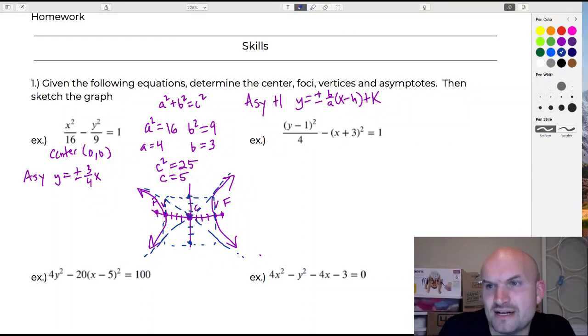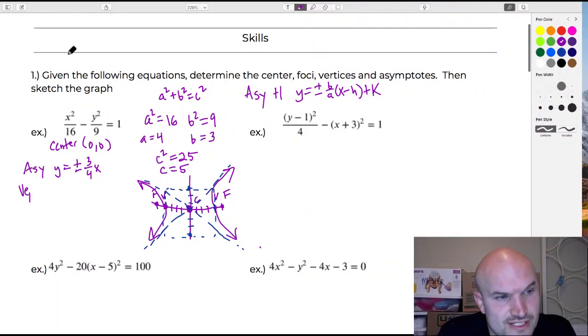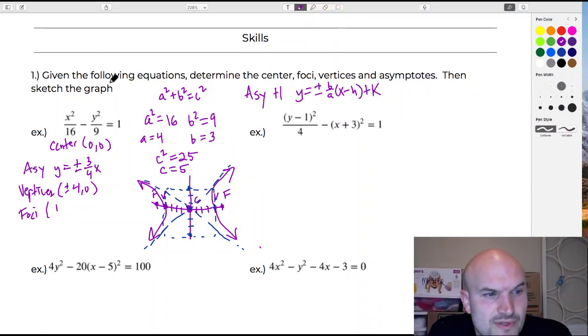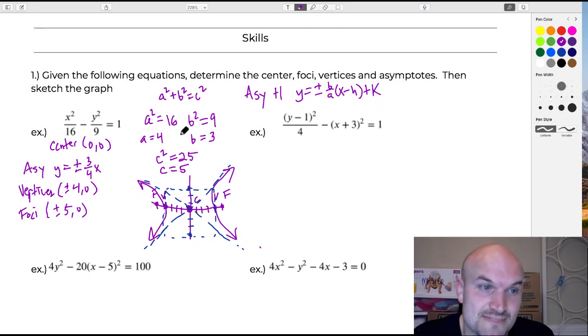All right, I forgot to actually write in the foci as well as the vertices. So the vertices are just going to be plus or minus 4, 0, and the foci are going to be plus or minus 5, 0. And there you go. So that's basically all we need to do in that standard form. Now, obviously, you can see that this one is at the origin.